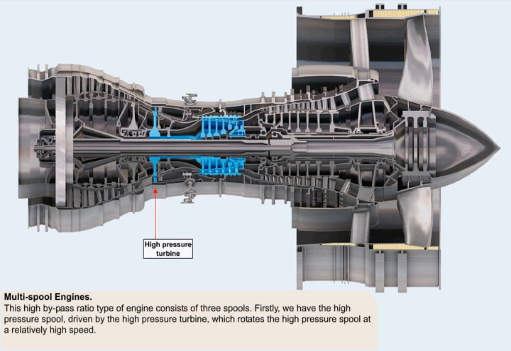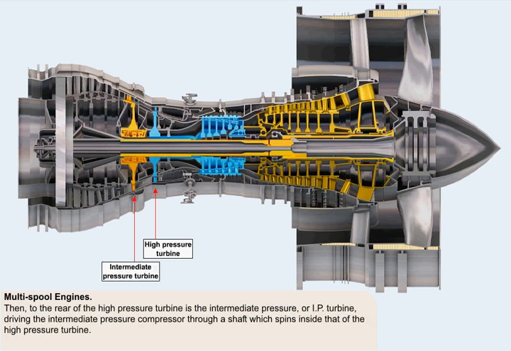The high bypass ratio type of engine shown here consists of 3 spools. Firstly, we have the high-pressure spool, driven by the high-pressure turbine, which rotates the high-pressure spool at relatively high speeds. Then, to the rear of the high-pressure turbine is the intermediate pressure, or IP turbine, driving the intermediate pressure compressor through a shaft which spins inside that of the high-pressure turbine.